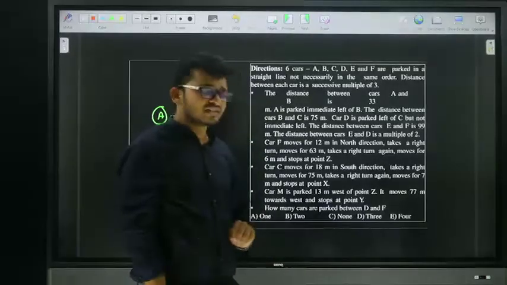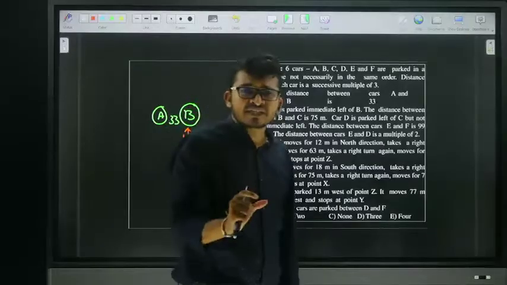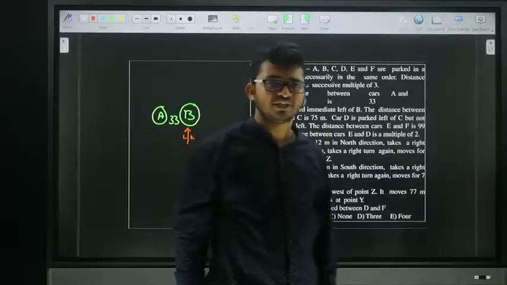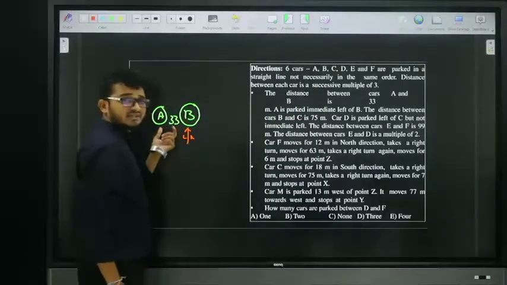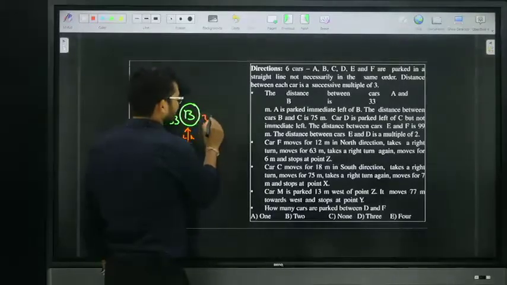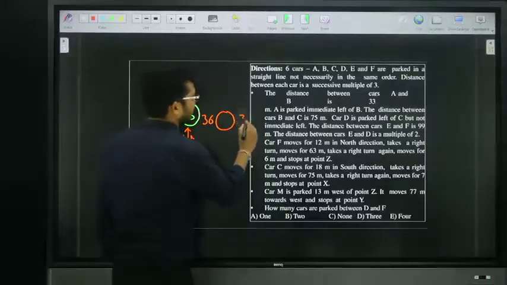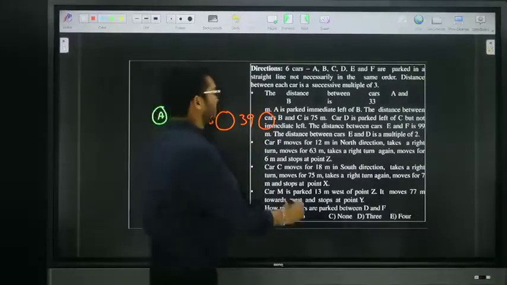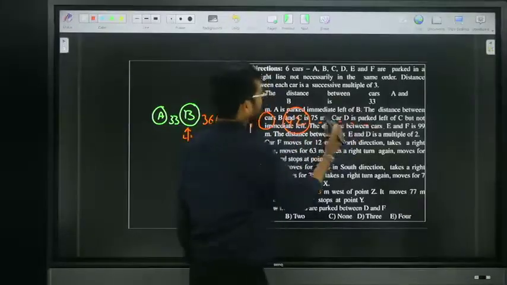Friends, next the given clue point is one. The distance between each car is successive multiple of 3. Here the given multiple is 33. Next successive multiple of 3 is 36. Again we are having one car. Next one is 39. Again we are having one car. Next multiple is 42. Again we are having one car, and so on.